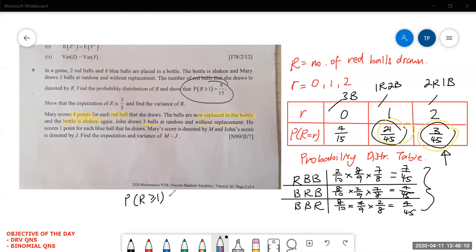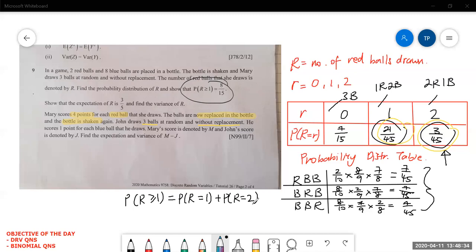Probability of R greater or equals to 1 is equals to probability of R equals to 1 plus probability of R equals to 2. Make sense? Because those are all the values. For values of R, we only have 0, 1, and 2. Right? Yeah, that's how you show it.